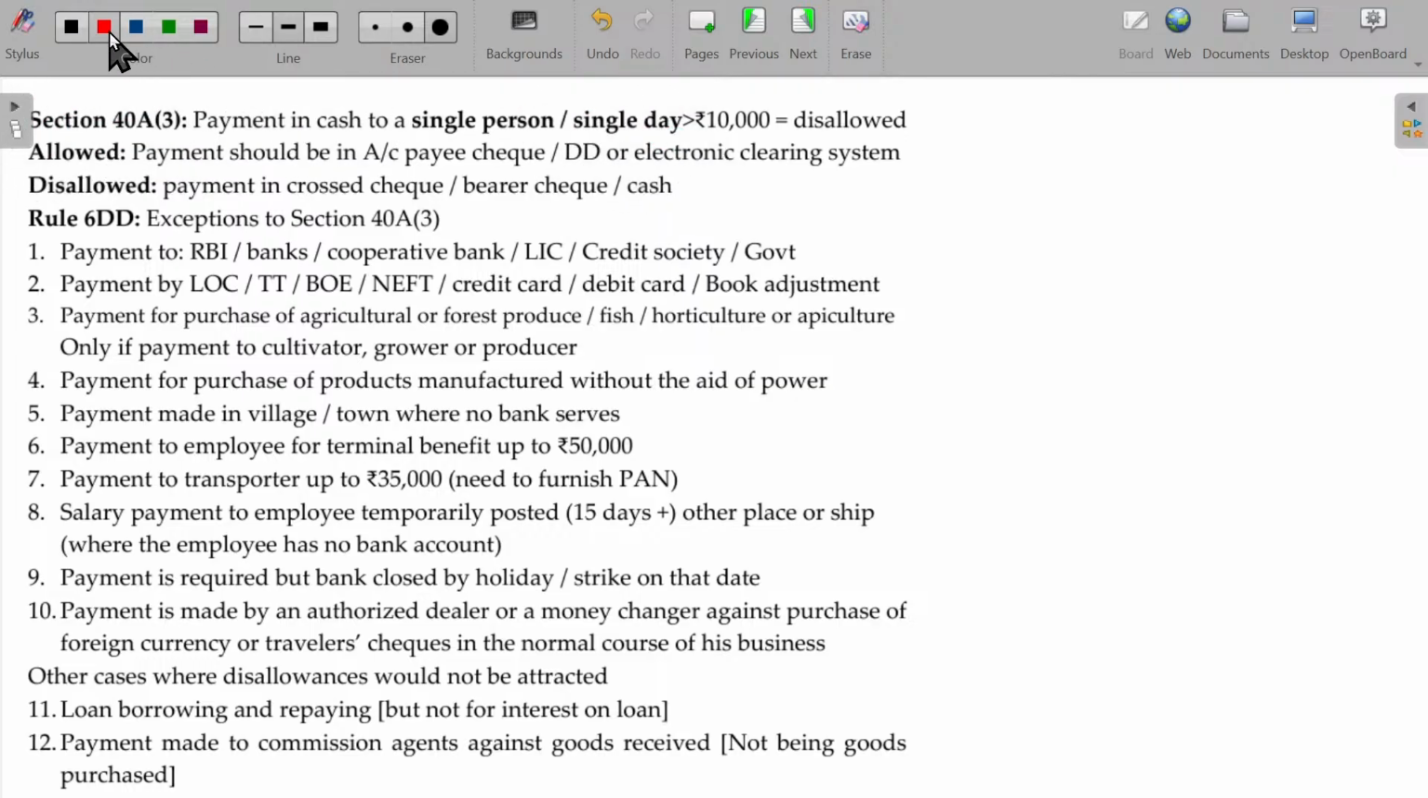Section 40A clause 3. Payment is allowed if it is made by account payee cheque or DD or any electronic clearing system, ECS, like BHIM, UPI, NEFT, RTGS, whatever it may be, everything is accepted. What is not accepted? Cash form is not accepted. Even in case of cheques, crossed cheque and bearer cheque are not allowed.